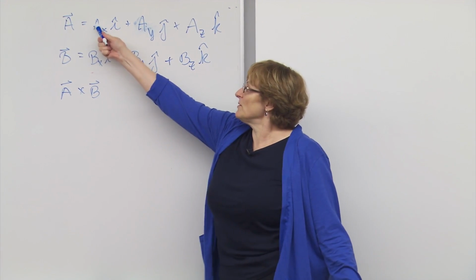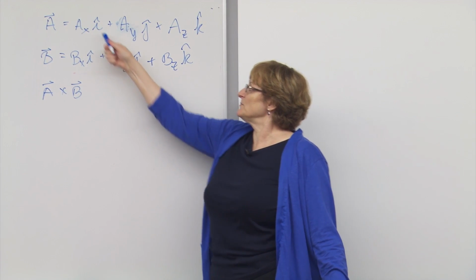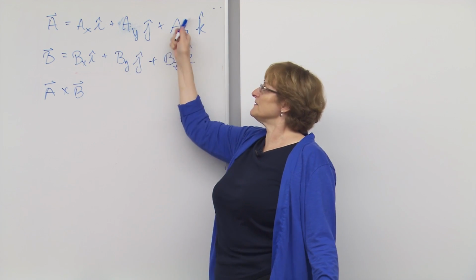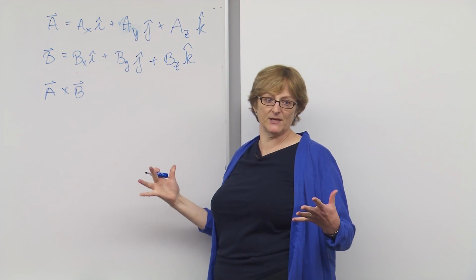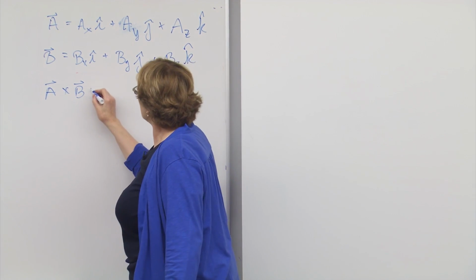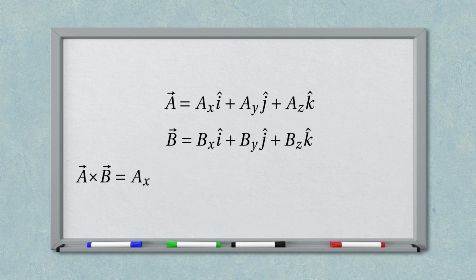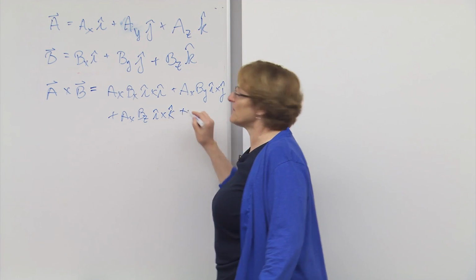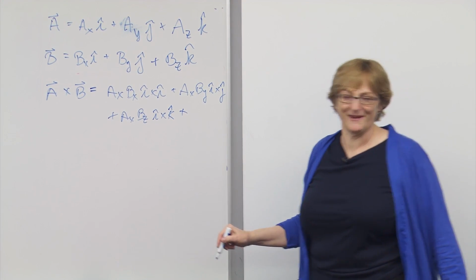That means this term cross this term plus this term cross that term plus this term cross this term. Then the second term cross the first, the second and the third term cross all of them. So you have 9 multiplications. Okay, so that looks like ax times bx times i cross i. That's the first term. The second term would be ax by times i cross j. And the third term will be ax bz times i cross k. Now I've got 6 more of these, all right?